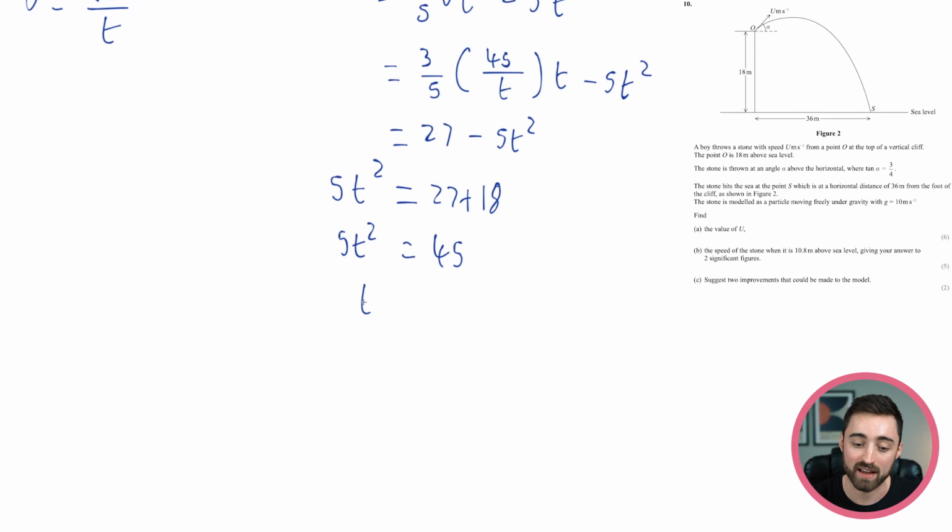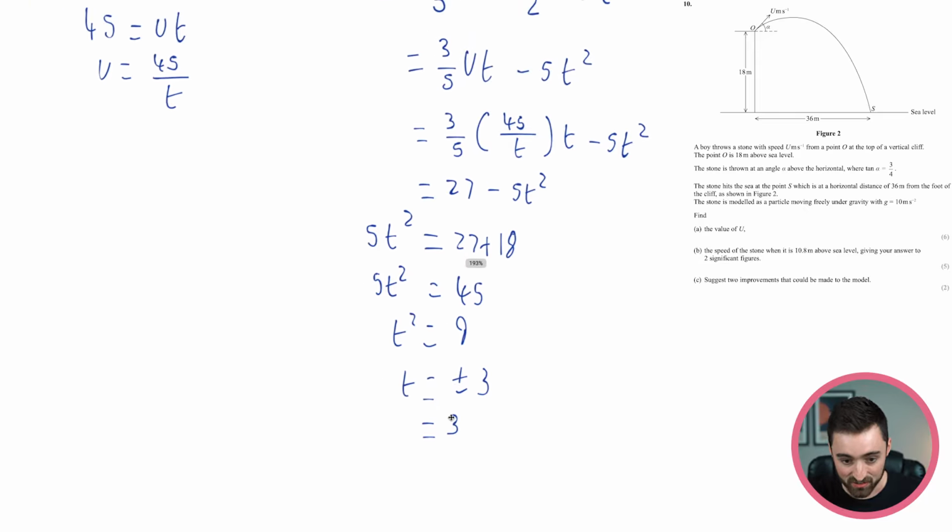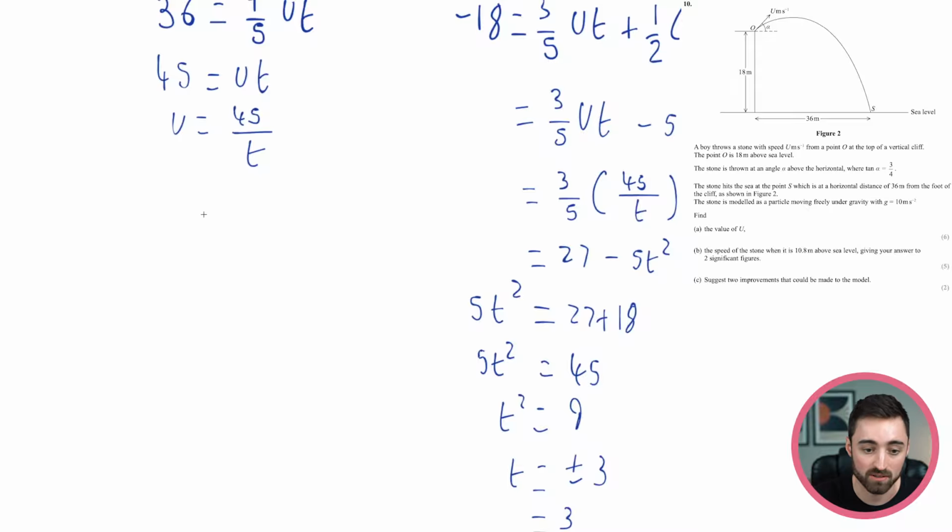Divide both sides by 5 to get t squared equals 9. And square root both sides. So I'm going to get t is plus or minus 3. Now t represents time, so time can't be negative. So t is just going to equal 3 in this case. Okay, so if t equals 3, I can now sub that in to get u. So u is going to equal 45 divided by 3, which is going to be 15.